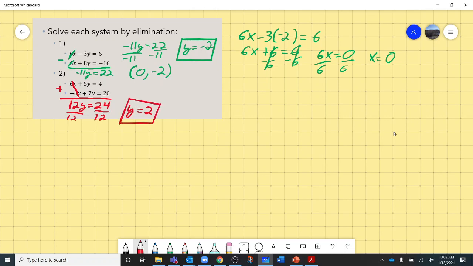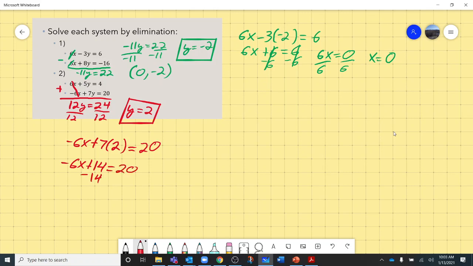Okay, and now we can plug that back in. Let's plug it back into the bottom equation. So we have negative 6x plus 7 times y, and we know that y is the same thing as 2. So 7 times 2 is equal to 20. Let's simplify that a little bit. Negative 6x plus 14, 7 times 2 is 14, equals 20.